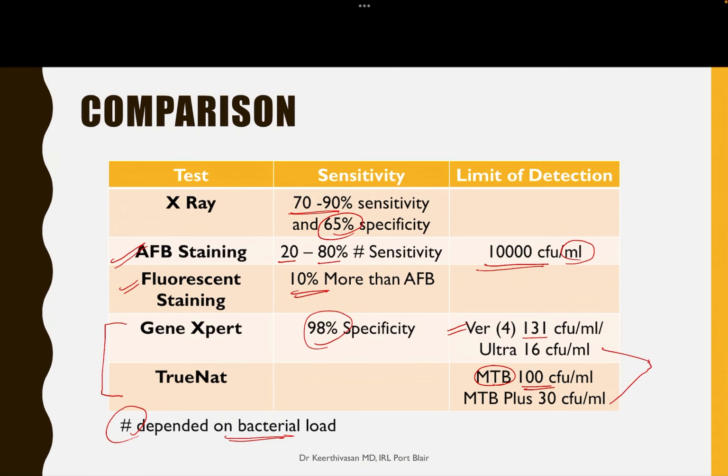So for example, GeneXpert has the Ultra version, which can detect as low as 16 colony forming units per ml. And TrueNat also has a sensitive chip called MTB Plus, which can detect as low as 30 colony forming units per ml. These are more sensitive because in the other two versions, they target only one region. Here in Ultra and MTB Plus, they target two regions, so they can pick up the bacteria with as low as 16 to 13 colony forming units.